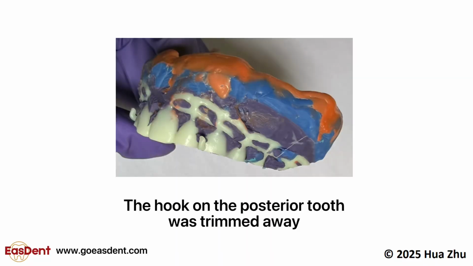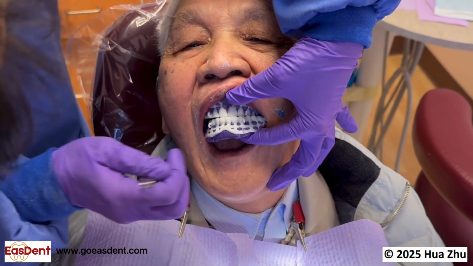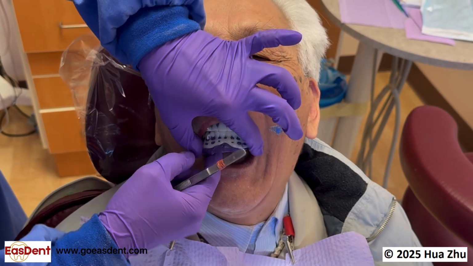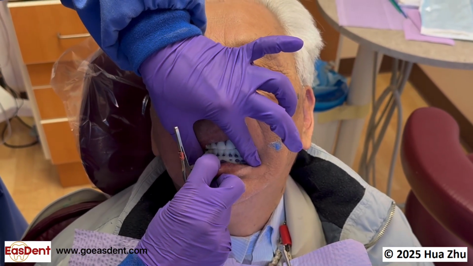If the hook on maxillary eastern impression was trimmed away when you're adjusting the maxillary eastern impression, or it is too difficult for you to put elastomer from maxillary hooks to the mandibular hooks, you can just use one hand to hold the mandibular tray and guide the patient to bite into centric relation using the other hand.